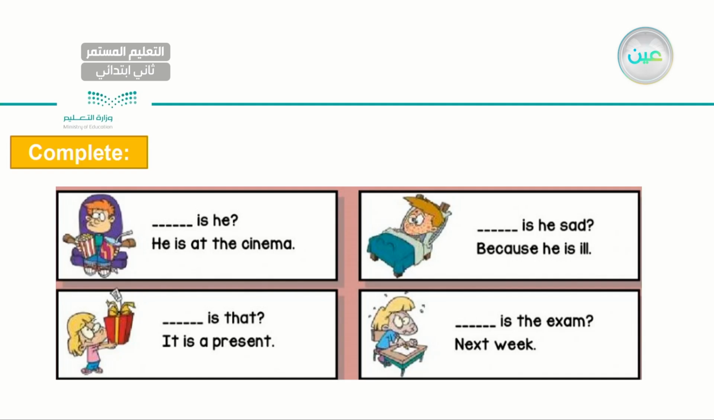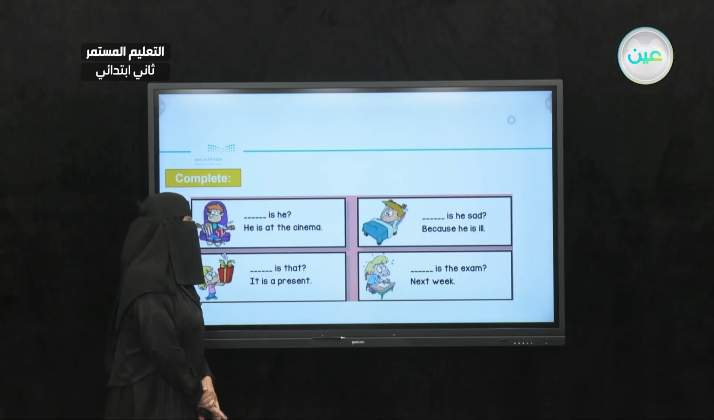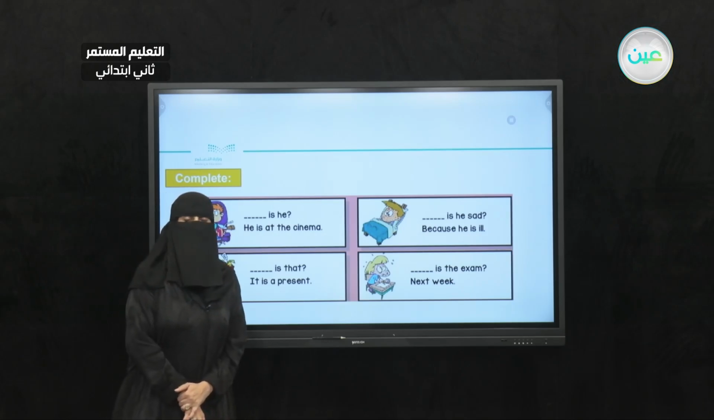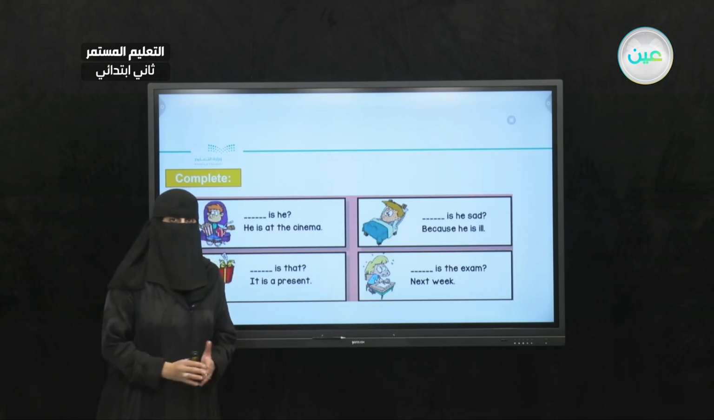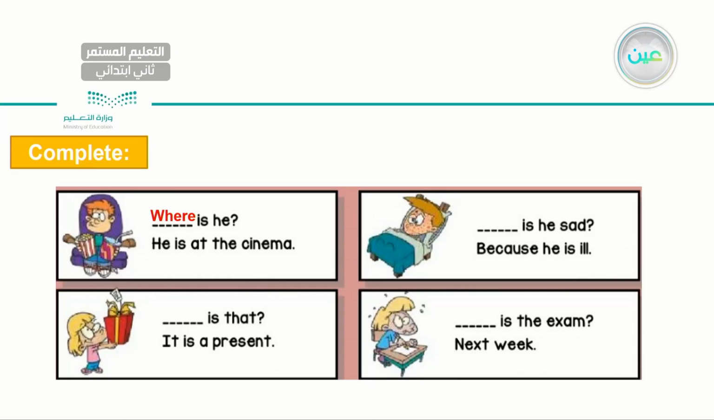How about this one? Now you know what you are supposed to do. For the first one, he is at the cinema. So here I have a place, right? I have a place, a location. The question is, where is he?